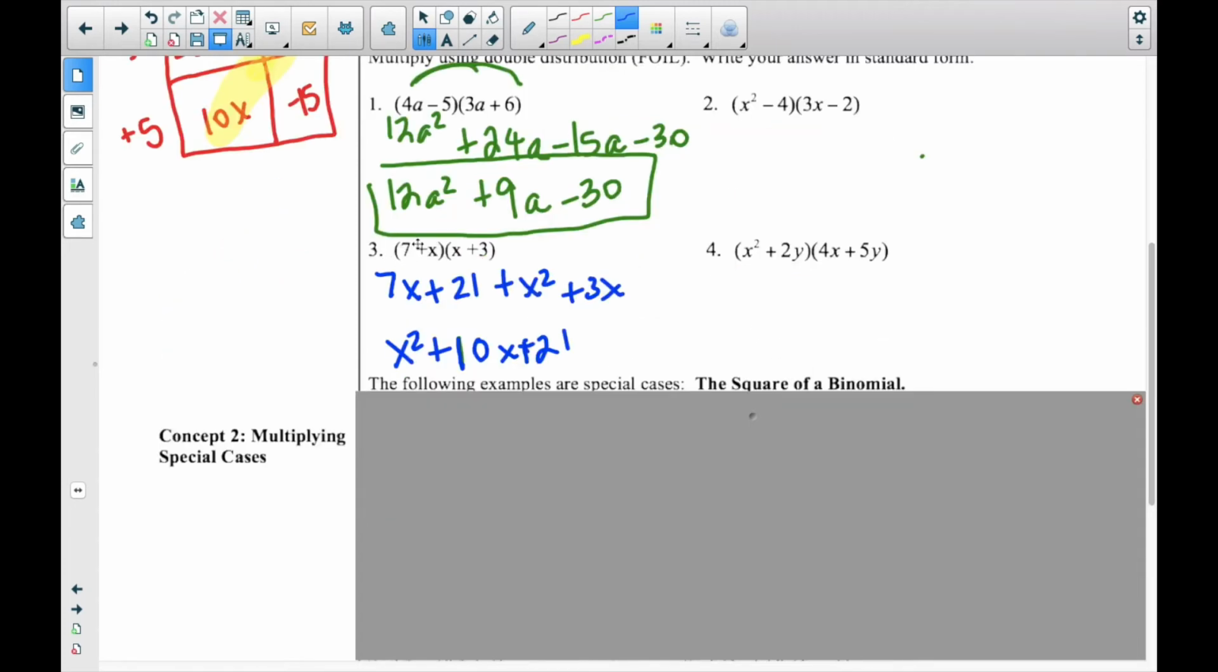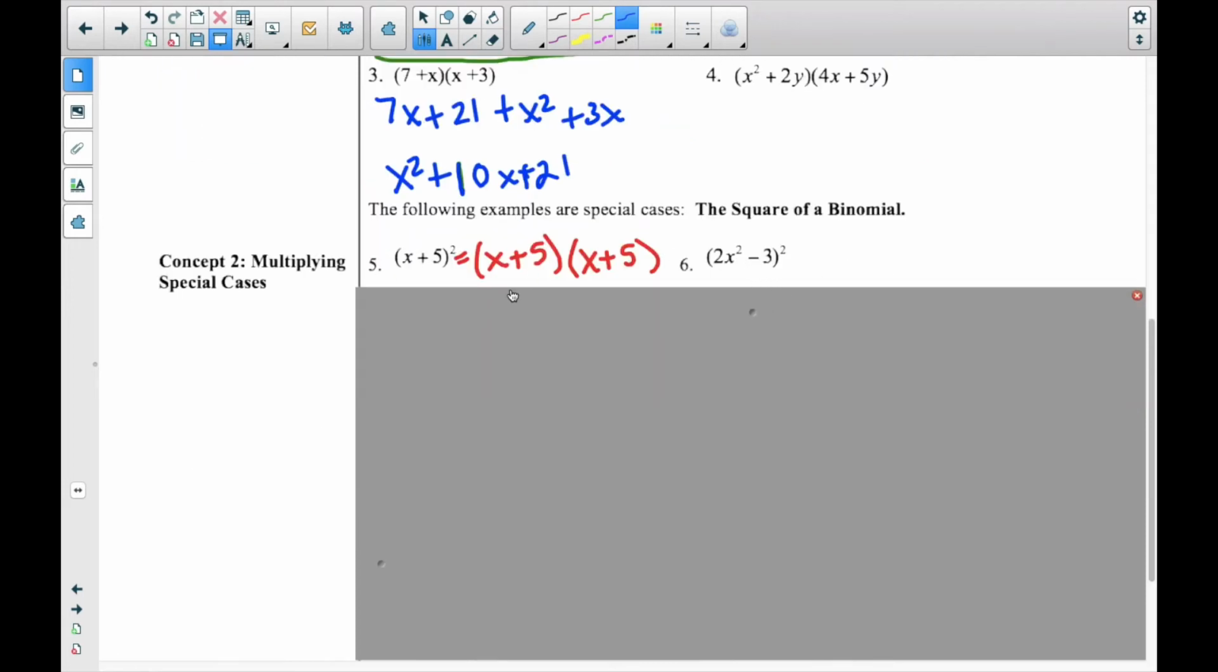The next example, once again, we're just going to double distribute. We get 7x, 21, x squared, and 3x. But we do want to rewrite it into standard form, so we do need to combine our terms. We have a 7x and a 3x, but we also want to write it in order. That is, we start with the highest power and we work our way down. So it's x squared plus 10x plus 21. It does need to be in the correct order.